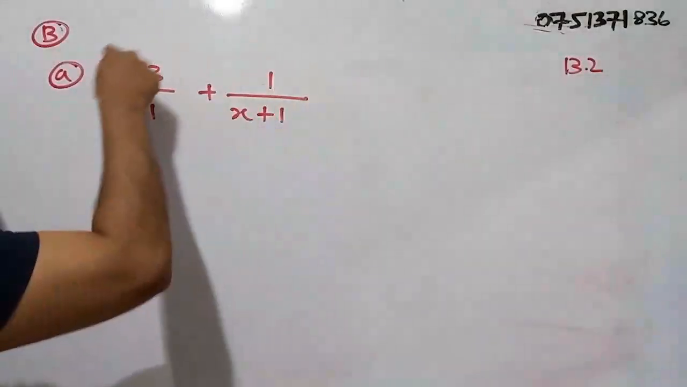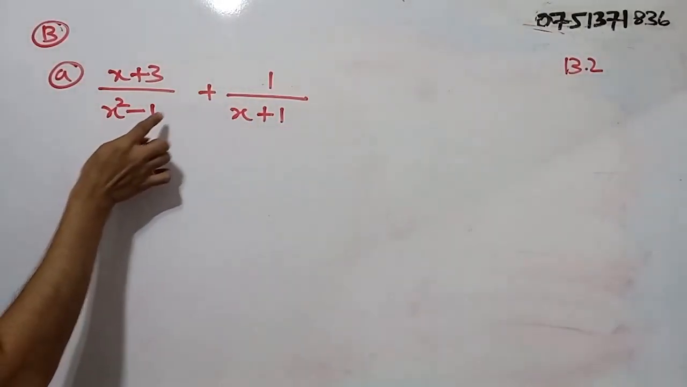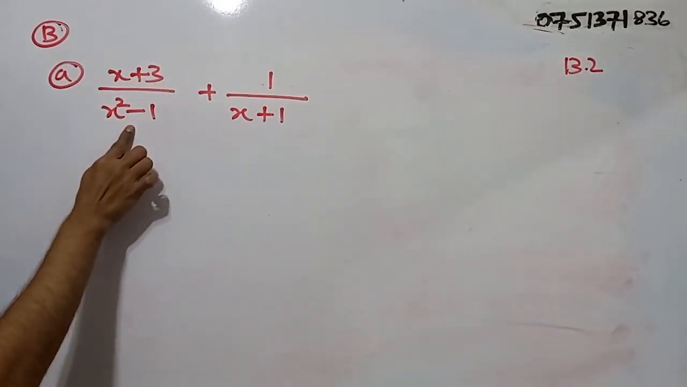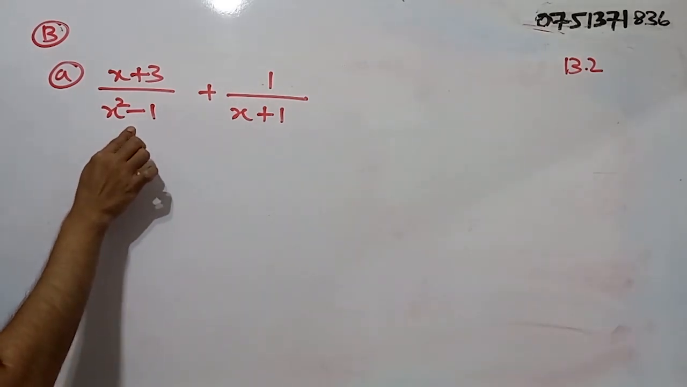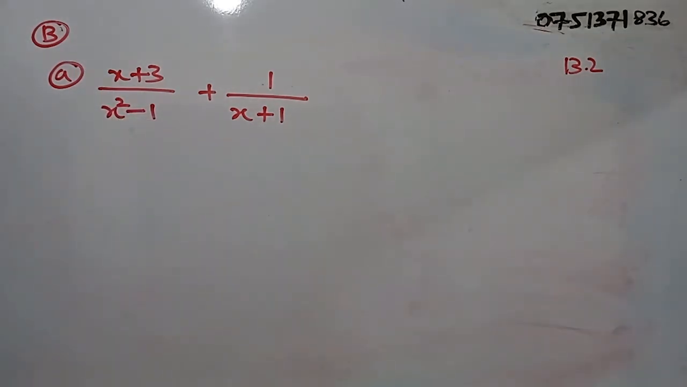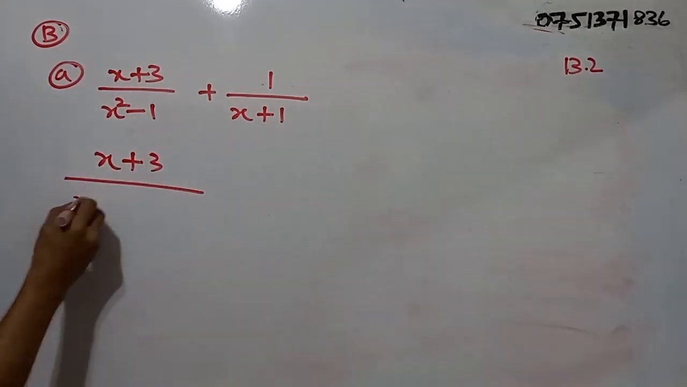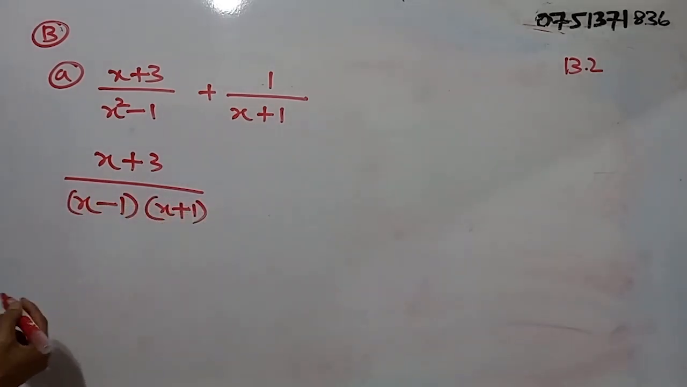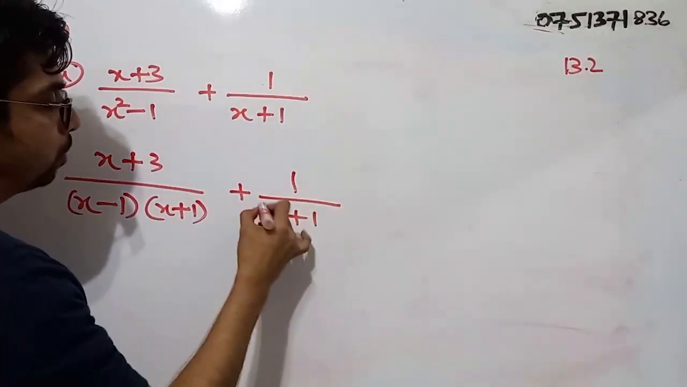Right, so here we have this expression. Now we have to be very careful, because if you take a good look at the denominator of the first algebraic fraction, you have to notice that it is a difference of squares. So we have to expand it. So x plus 3 divided by (x minus 1)(x plus 1), plus 1 by x plus 1.